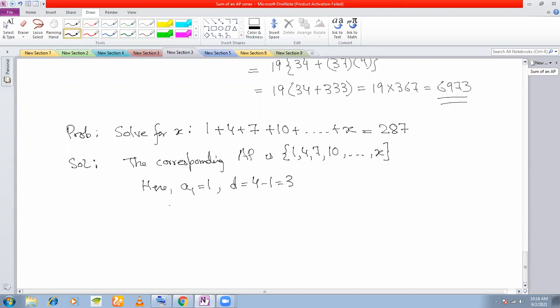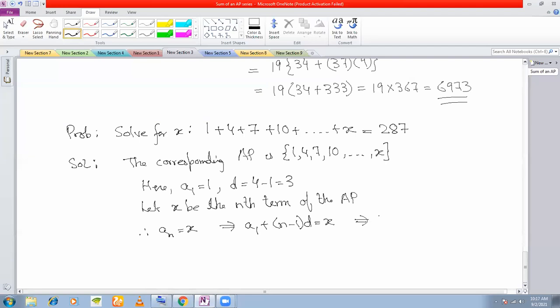So we are going to find out the last term by saying that let x be the nth term of the AP. So therefore, an must be equal to x. So a1 plus n minus 1 into d must be equal to x.